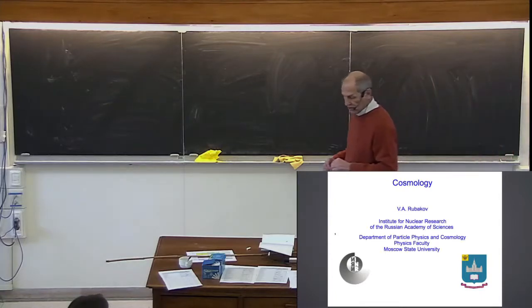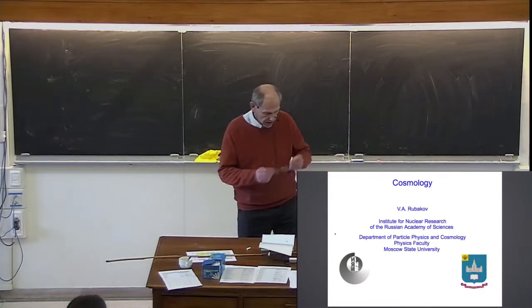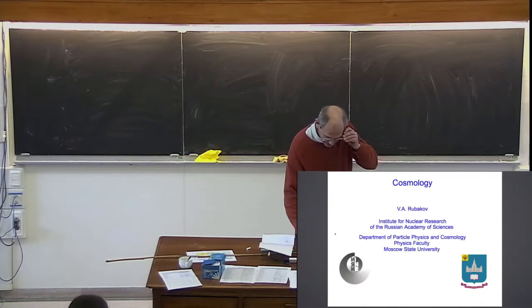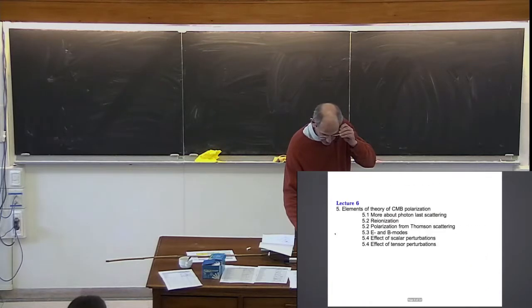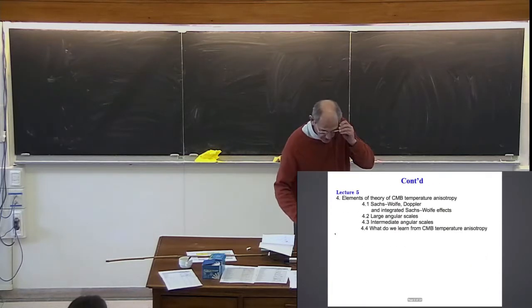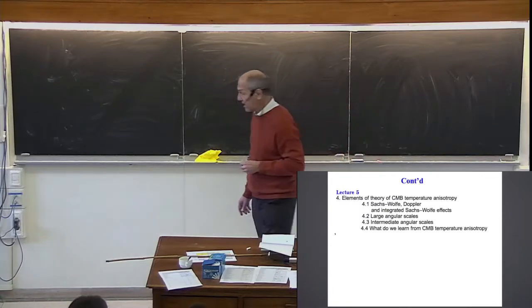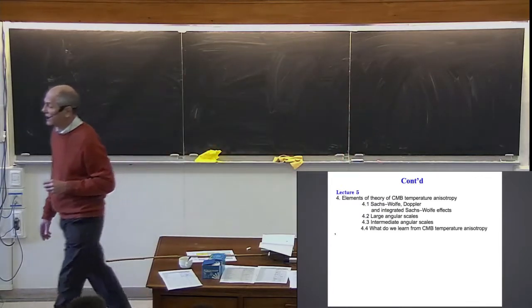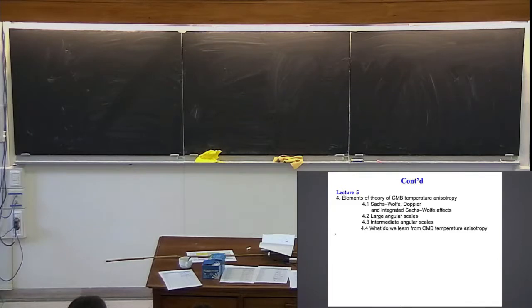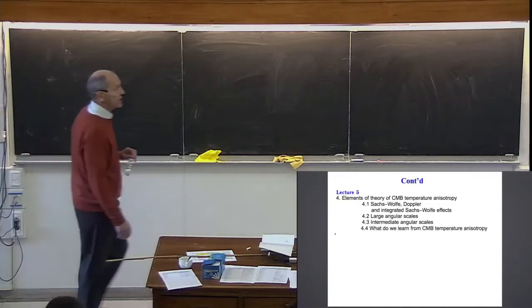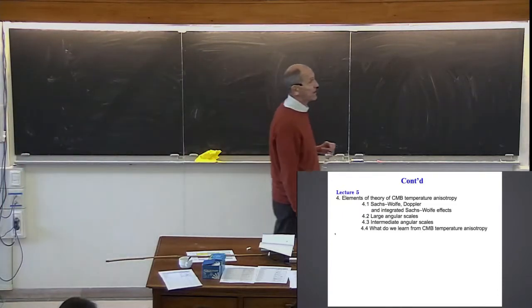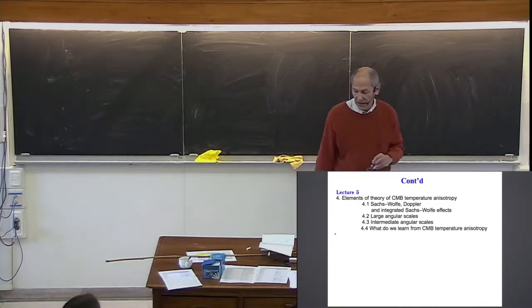Okay, so today we are going to discuss cosmic microwave background. We are going to begin discussing cosmic microwave background. Here is the outline. I'm going to discuss with you the sources of the temperature anisotropy. Sources of temperature anisotropy: there are three different effects that enter the game.